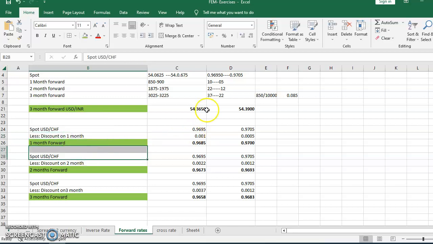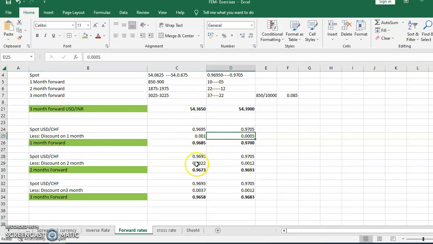There's a small correction. So 0.10. That is what's taken as the basis points, and 1 month forward therefore is 0.9685. Discount means you have to deduct it. Okay, so you have to deduct it, and we have deducted and got the values 0.9685 and 0.9700.